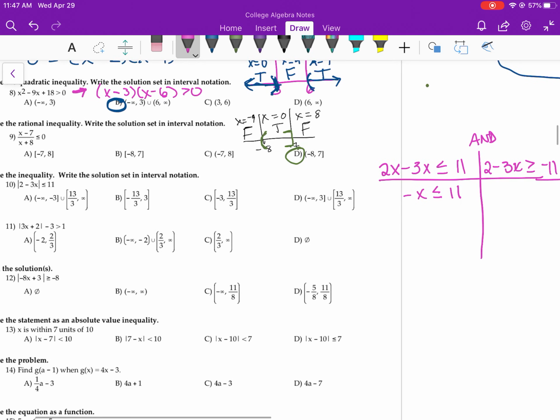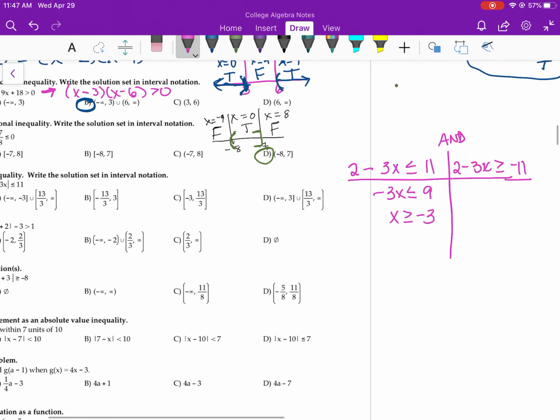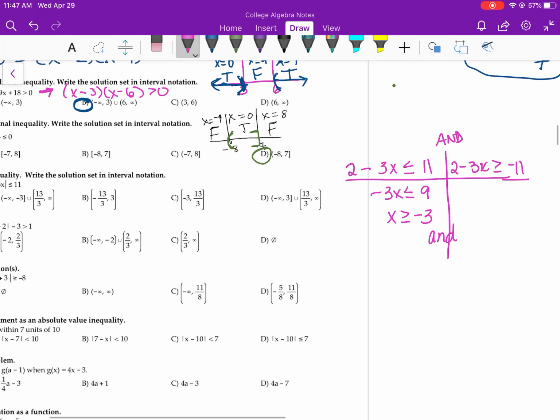Oh, I'm sorry, I wrote an x here. There is not an x right there, so let me fix that real quick. Okay. I'm going to subtract 2 over. Okay, and that's going to be a 9. And then divide by -3. Don't forget to switch your inequality over. And I'm going to subtract 2 over, divide. Again, make sure you have these inequalities in the correct position.